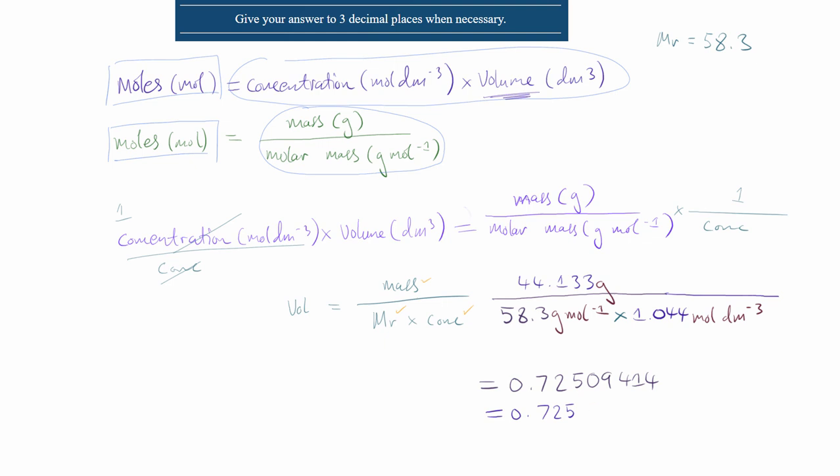And now for our units. There are 2 ways to approach the units. One, I would just suggest, is from a knowledge angle: in the case of a volume, what's the volume going to be measured in? We've already got it here, it's in dm cubed. So that's one of the approaches. Okay, 0.725 dm cubed, okay?